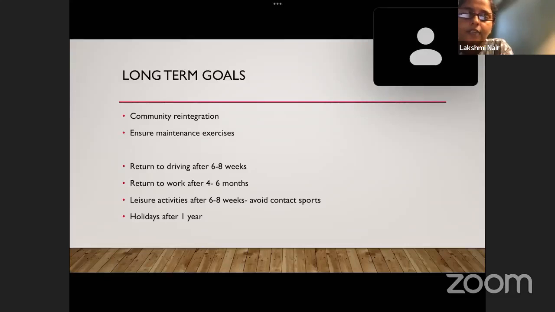Holidays are better planned after 1 year, and talk to your doctor about immunization prior to going for holidays. So the pulmonary embolism, all these complications can happen post-op. So keep an eye out for DVT and all when you train them.